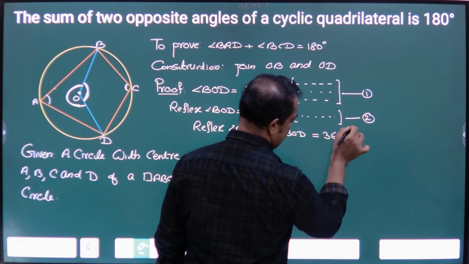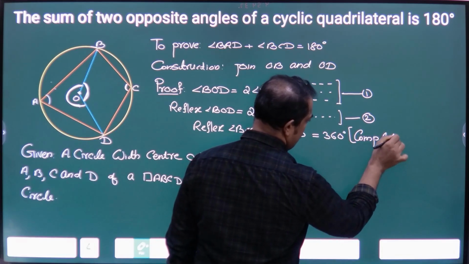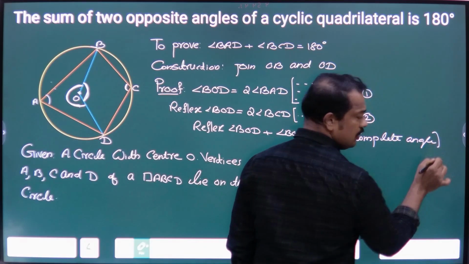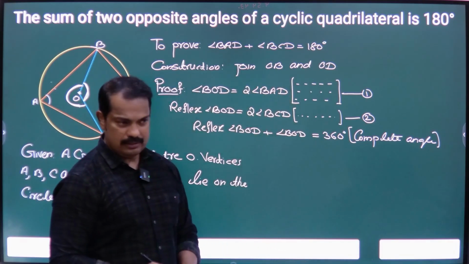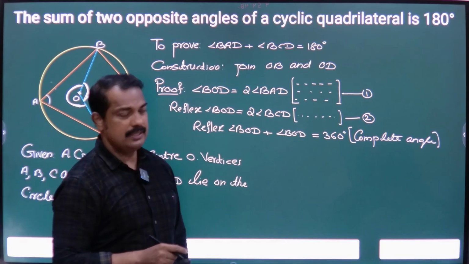रीजन: कंप्लीट एंगल. कंप्लीट एंगल हमेशा कितना होता है? 360 डिग्री. कंप्लीट एंगल इज ऑलवेज 360 डिग्री है ना, कंप्लीट एंगल 360 degree.